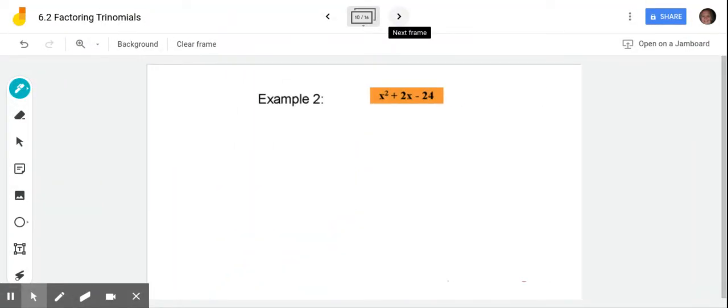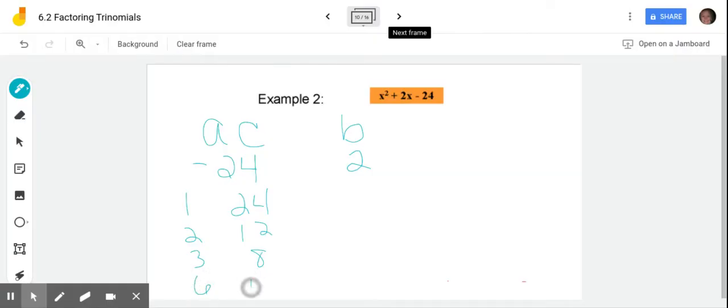Okay, example 2. We're going to do A times C to combine to B. 1 times negative 24 is negative 24, and we want the factors of negative 24 to add to positive 2. So we're going to list all of our factors of 24: 1 and 24, 2 and 12, 3 and 8, and 6 and 4.